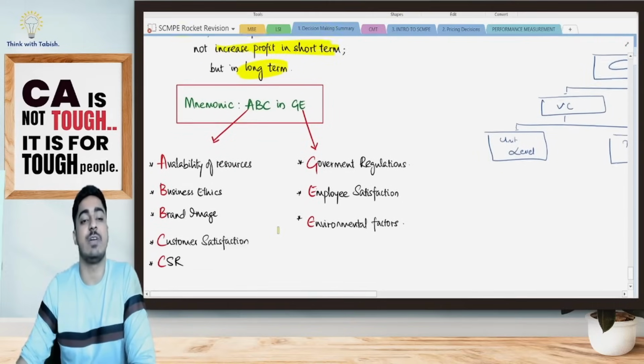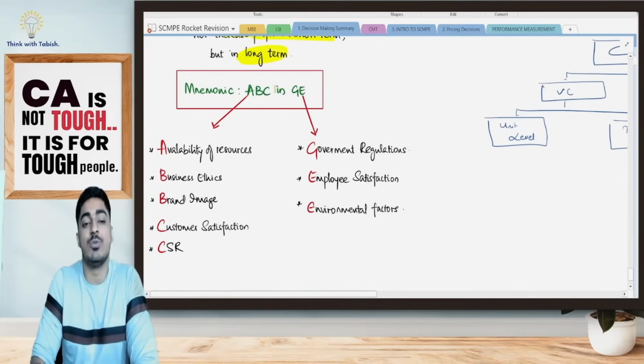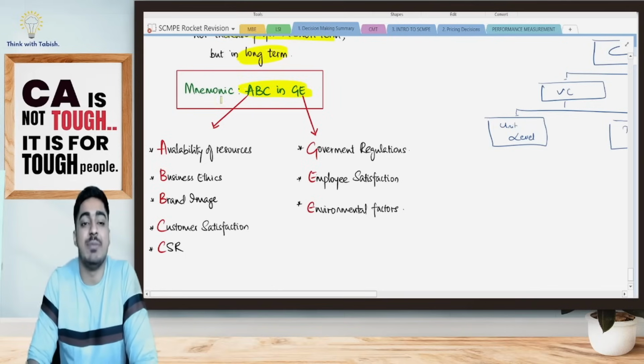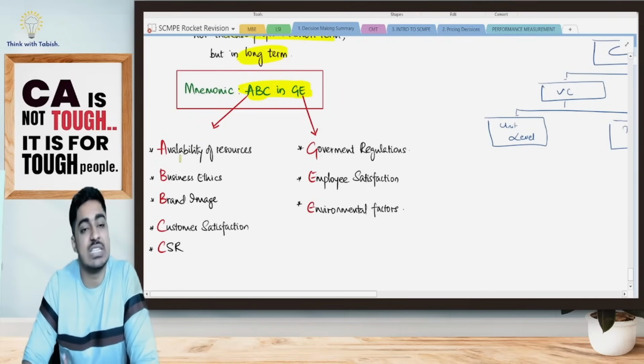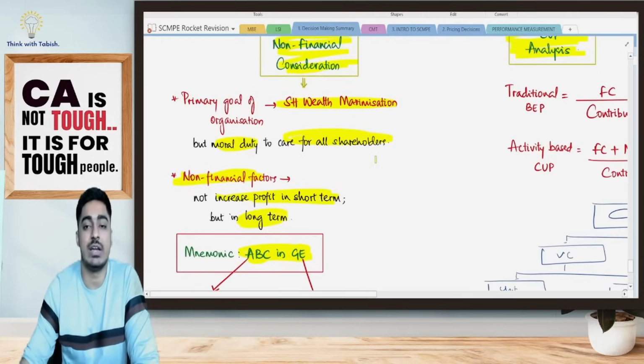What all non-financial factors should be considered? We've given you a mnemonic ABC in GE. ABC, activity-based costing, was first introduced by GE, General Electric. A stands for availability of resources. B stands for your business ethics as well as brand image. C stands for your customer satisfaction and corporate social responsibility. G stands for your government regulations. E stands for your employee satisfaction as well as environmental factors.